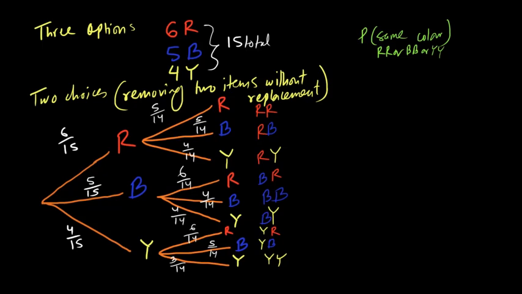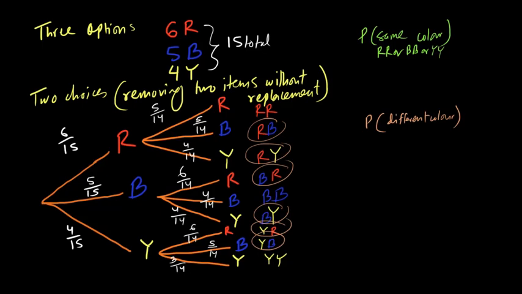Now the question is the probability of different color. If the question was the probability of different color, can we consider it to be the same as not same color? So let's see what the options are for different color. Different color is red and blue, red and yellow, blue and red. These are all different. Blue and yellow, yellow and red, and yellow and blue.